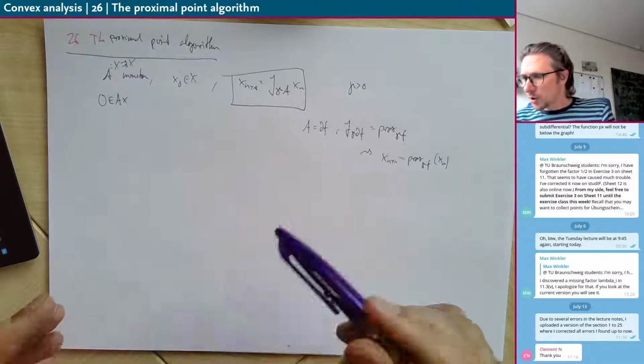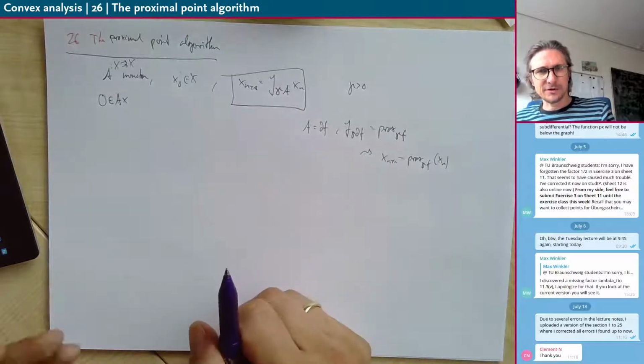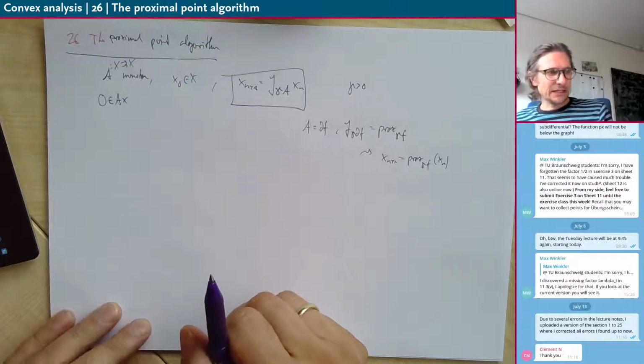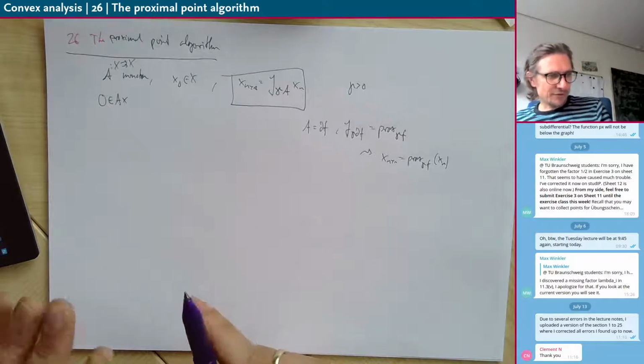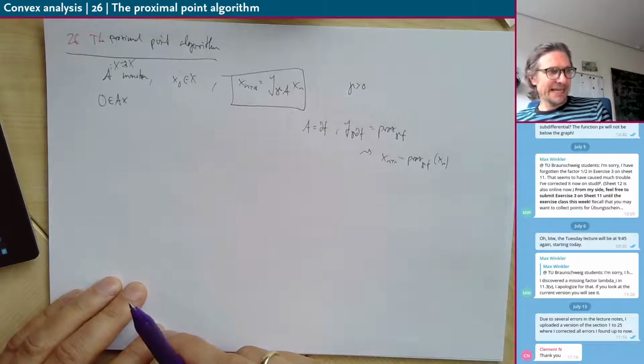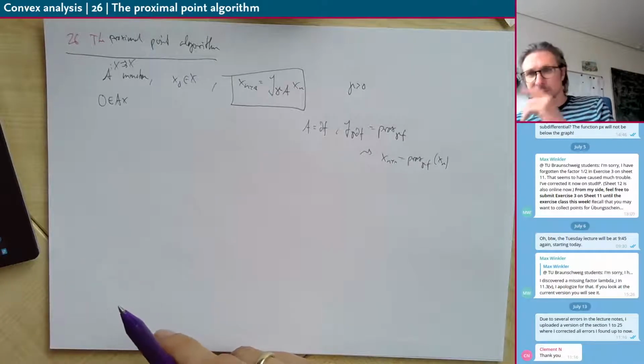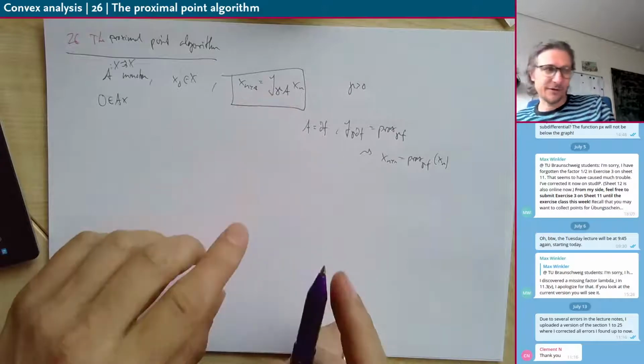Okay, so since we know that resolvents are firmly non-expansive, we could just start right away and write down the theorem. I introduce one more term, or two more notions, and then we're going to prove that, because then we can also check in which cases we even have linear convergence.